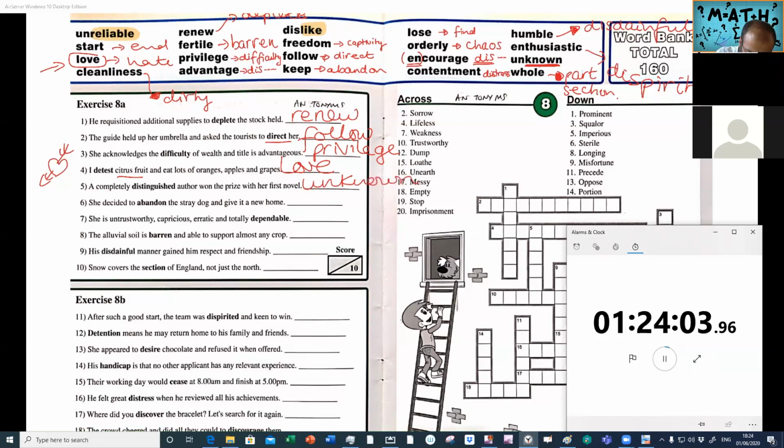Okay, it's time for Madame Iman to step in now. Iman, you're going from number 6 onwards. Let's go up to 10. Quickly, come on, read. She decided to abandon the stray dog. The opposite of abandon is?